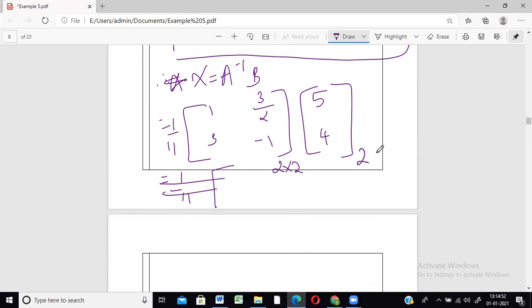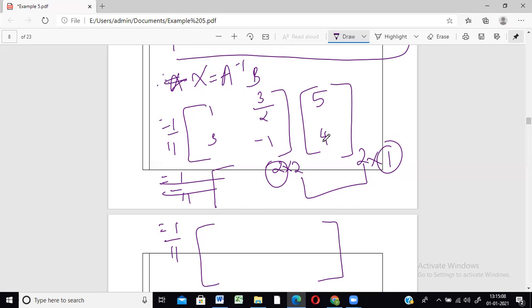The order of this is 2 rows and only 1 column. So these two things are matching, so we can always multiply. And the resultant will be of this order, 2 cross 1. So this will be 1 by 11. Let us keep it as it is. Let us multiply now. How will we multiply?